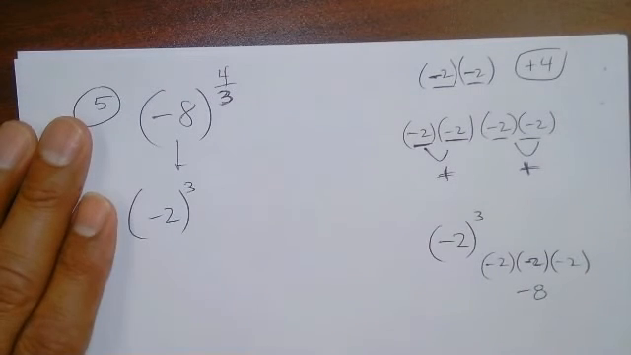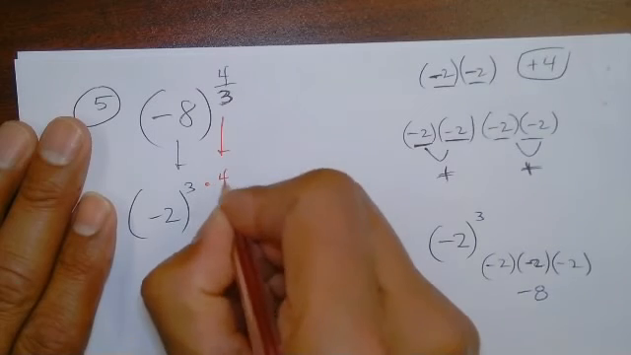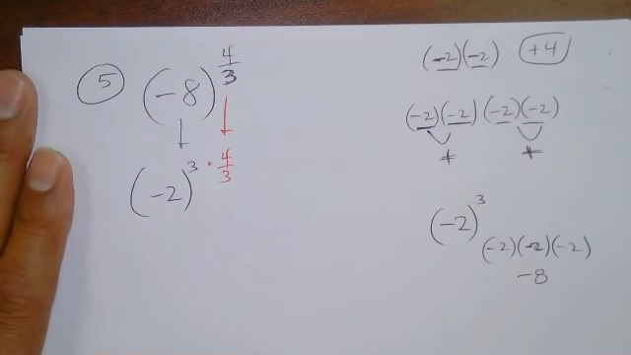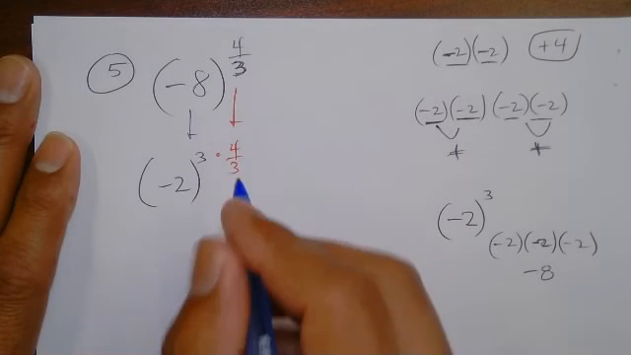Anyways, this negative 8 is what? Negative 2 what? Cubed, yes? But then that's being raised to the power of what? 4/3. Isn't that going to have to be the power rule? And you have to multiply? Okay, and what's going to happen?